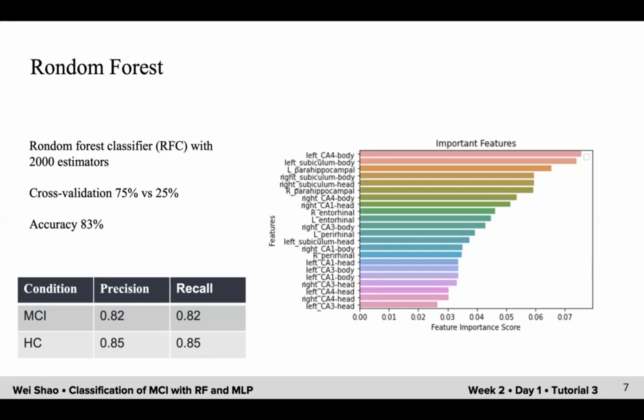On the right side, you can see its important features. As I mentioned before, Random Forest is an ensemble machine learning method, which means it compares multiple decision trees. Therefore, it can tell me which ROI contributes more to the model. There are three most important features: left CA4 body, left subiculum body, and left parahippocampal gyrus, which contribute the most weight in the Random Forest model.